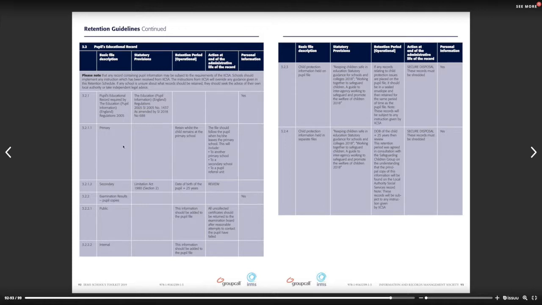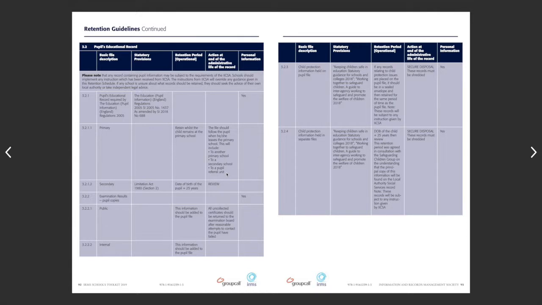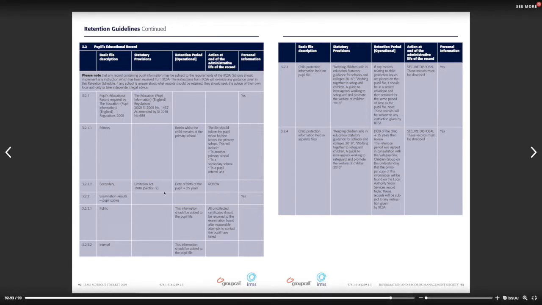And here it talks about primary schools who can only retain files and information whilst the child is at the primary school. So the file must follow the pupil when he or she leaves to another primary school, to a secondary school, or to a pupil referral unit. And actually it also refers to elective home education as well, so you have your caveat within there. And then secondary schools, we're bound by the Limitations Act 1980. We keep a normal file from the date of birth of the pupil to 25 years, in other words, their 25th birthday, and then we review what to do with it.